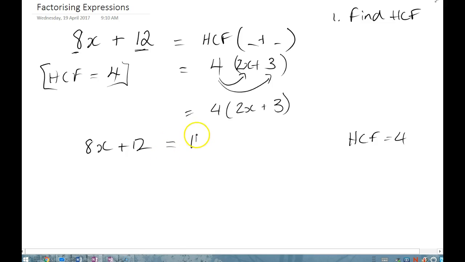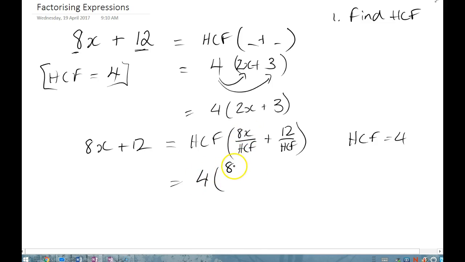So it is always going to be the highest common factor out the front of term 1, which is 8x, divided by your highest common factor, plus term 2, which is the 12, divided by your highest common factor. So if we think that through, the highest common factor we've said is 4, so that 4 comes over here. And then what's 8x divided by 4? And then what's 12 divided by 4?